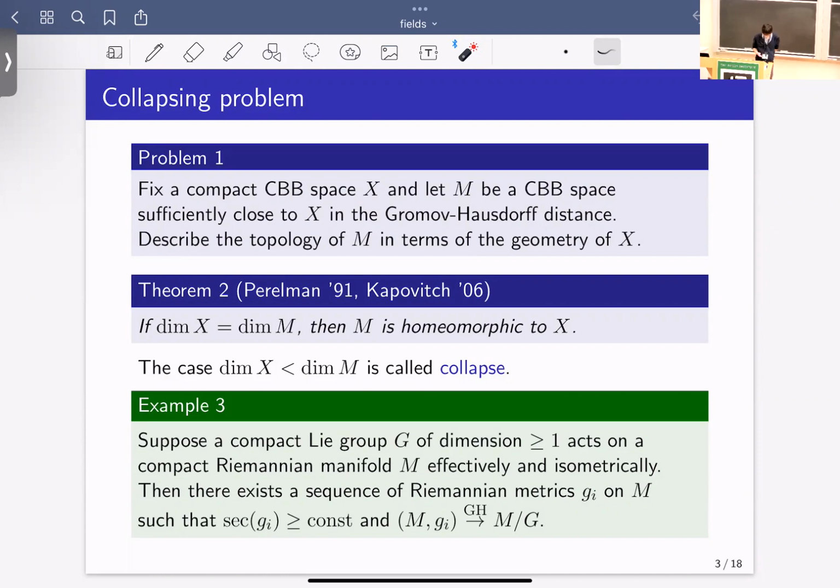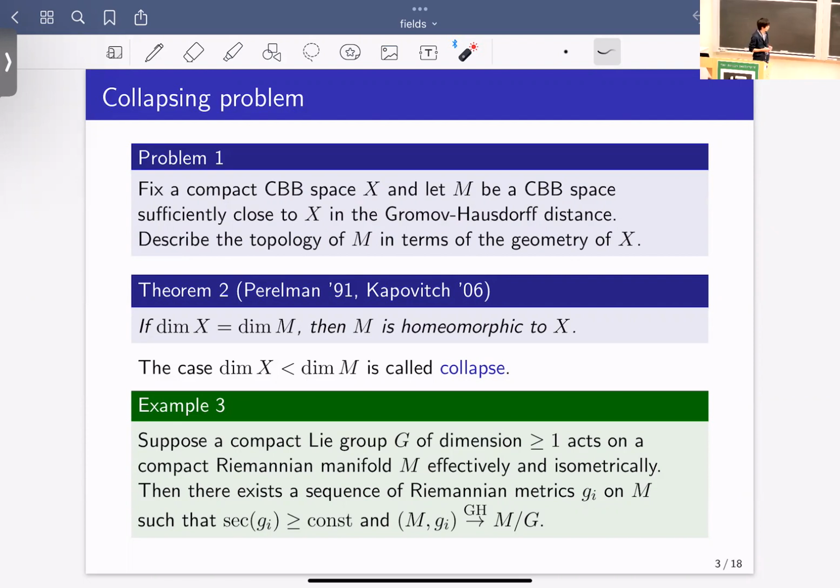Gromov's compactness theorem says that the class of CBB spaces with curvature bounded below and with dimension and diameter bounded above is compact in the Gromov-Hausdorff topology. So theoretically speaking, you can cover this class of CBB spaces by a finite number of neighborhoods of X, as in this problem.